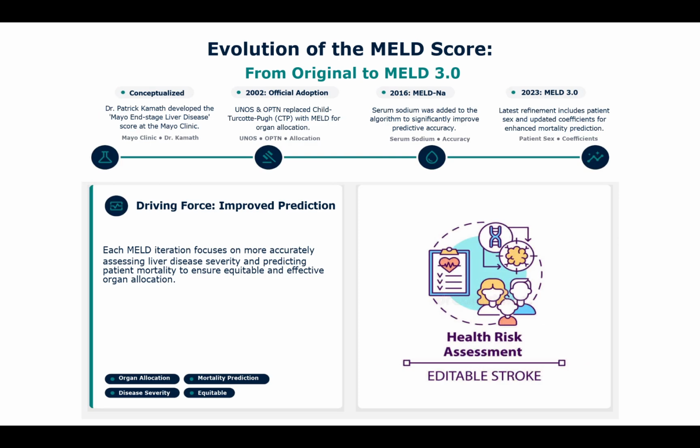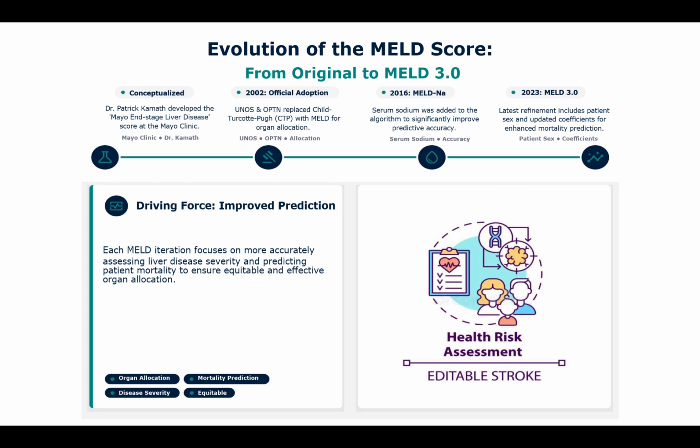The MELD score didn't emerge fully formed. It is the result of ongoing refinement. It began at the Mayo Clinic under Dr. Patrick Kamath as the Mayo End-Stage Liver Disease score in the early 2000s, focused on TIPS procedure risk. A pivotal moment came in 2002 when UNOS and OPTN replaced the subjective Child-Turcotte-Pugh system with the MELD for liver allocation, prioritizing the sickest patients based on data.